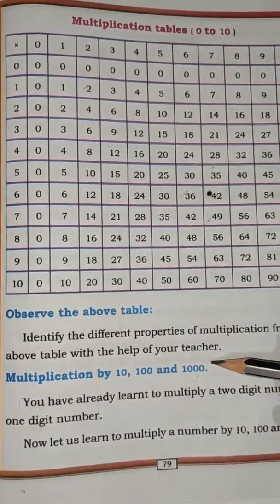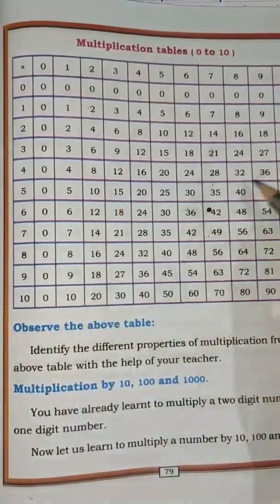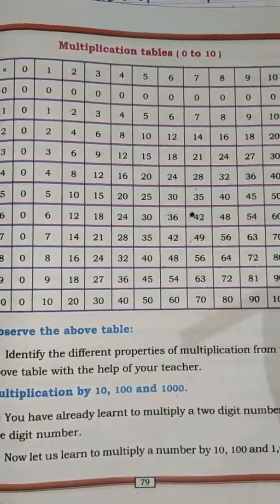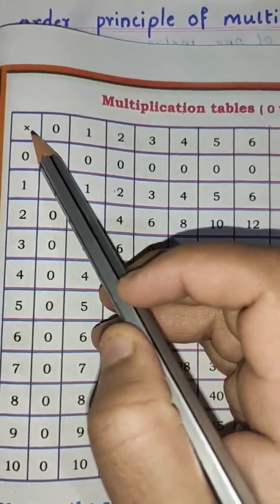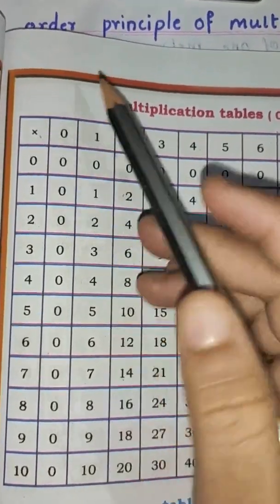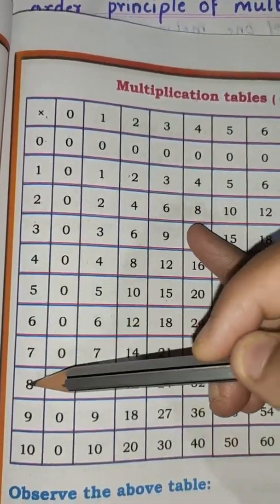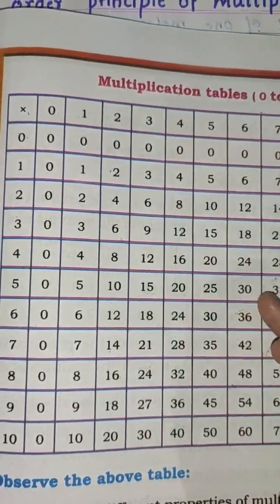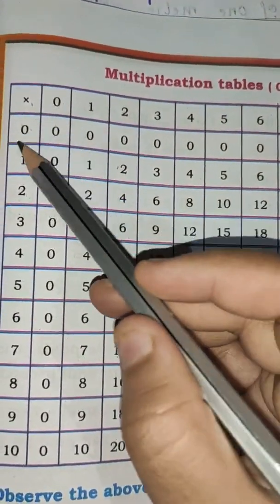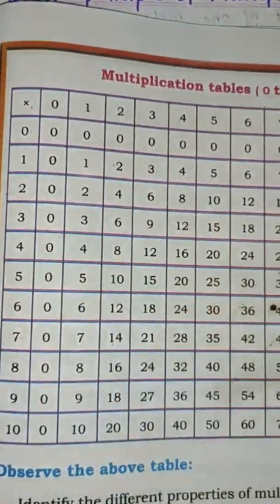So before going to this concept, children, here is one multiplication table. Just observe this table. Can you see this? It is an into mark, right? It is a sign of multiplication. So here 0, 1, 2, 3, 4, 5, 6, 7, 8, 9, 10. Here 0, 1, 2, 3, 4, 5, 6, 7, 8, 9, 10. When you multiply both the numbers, which answer you will get? Here it is there in this table.